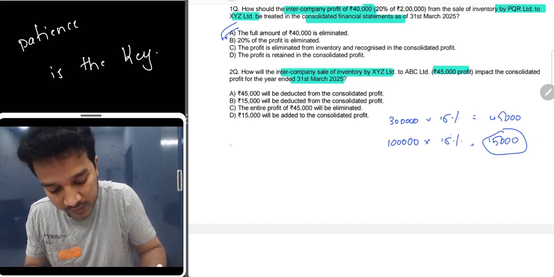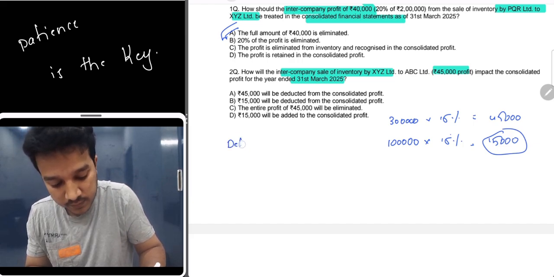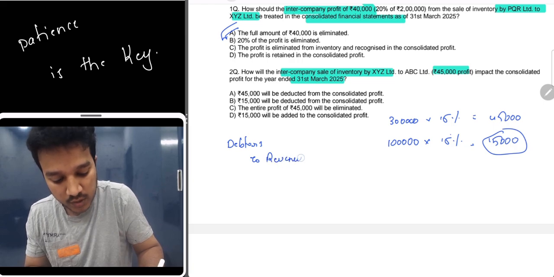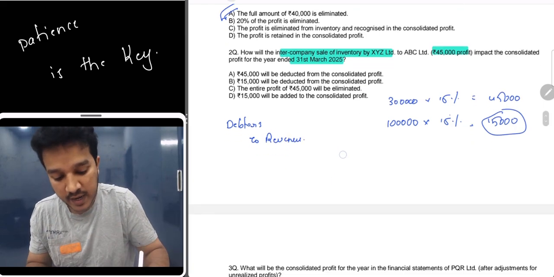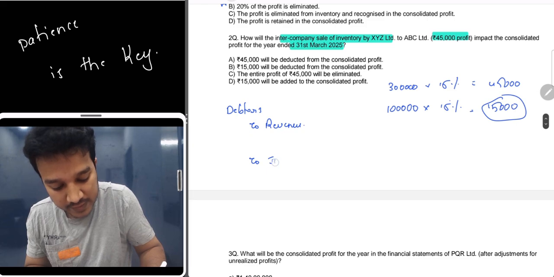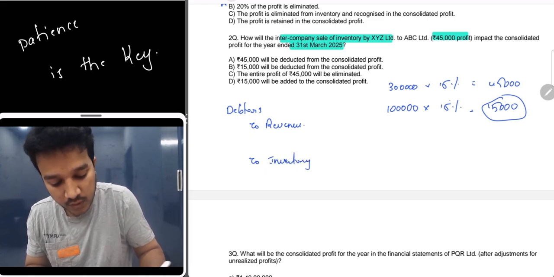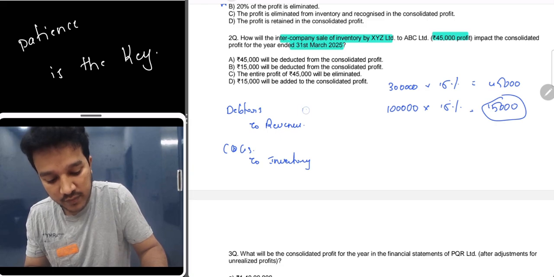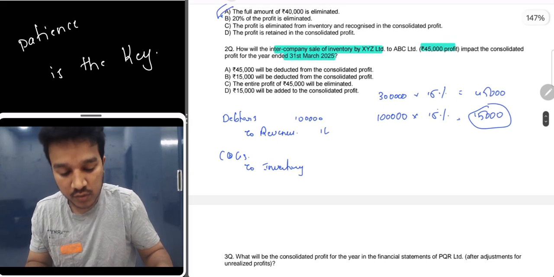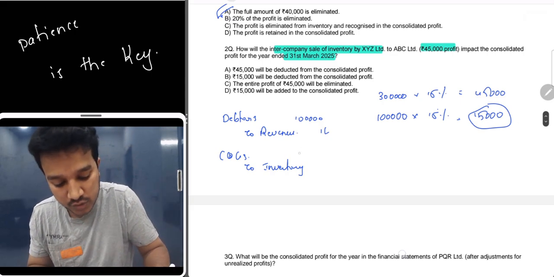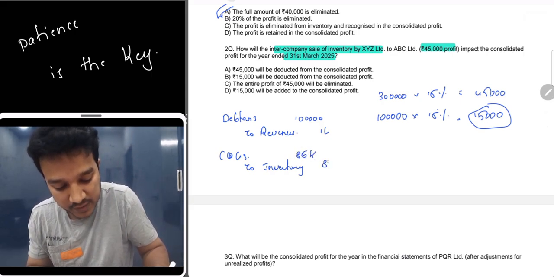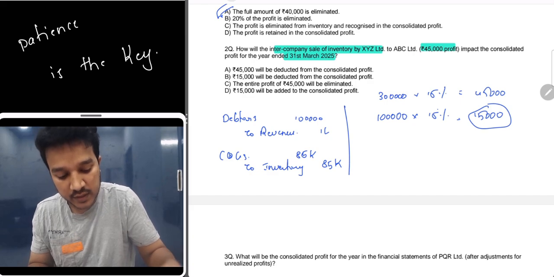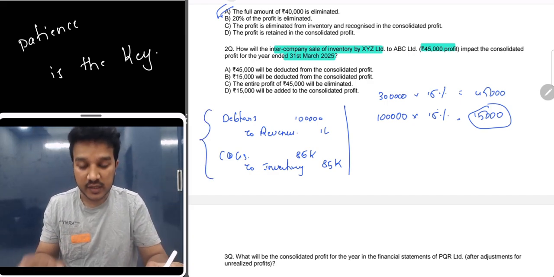So let's see, the holding company has recognized debtors to revenue, because it is selling goods to its subsidiary, and then its inventory is going out, so inventory credit, cost of goods sold. Here debtors will be for 1 lakh and revenue 1 lakh. Inventory is how much? Out of 1 lakh, 15% is a profit element, so its cost is 85k and 85k. I hope till here it is fine. These two entries are recognized by your parent.